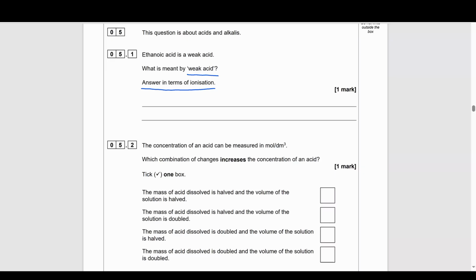So our weak acid is going to partially ionize in a solution. And specifically, what we mean is an aqueous solution, so something that's dissolved in water. How is this going to be different from a strong acid? The strong acid would strongly or fully ionize in solution.